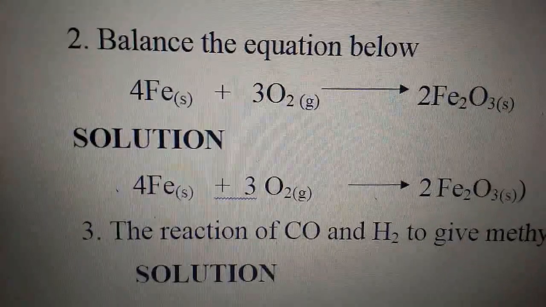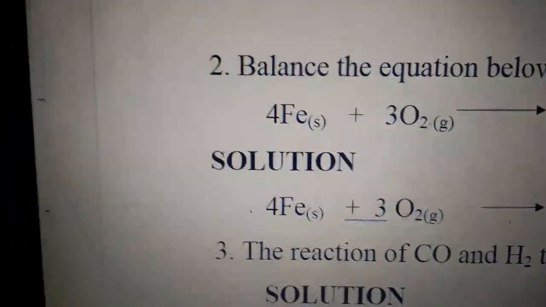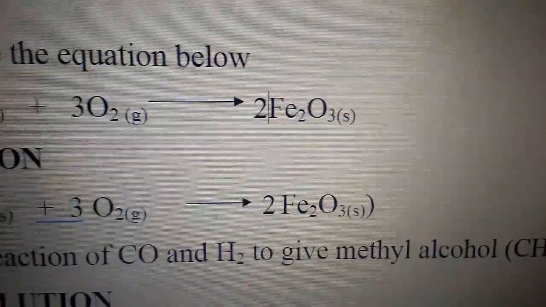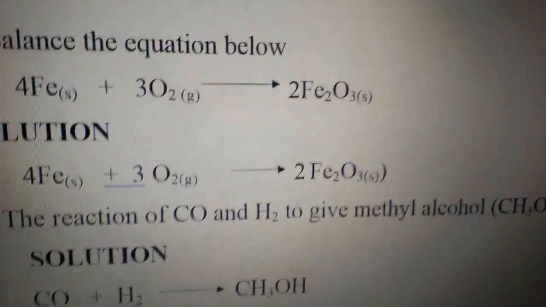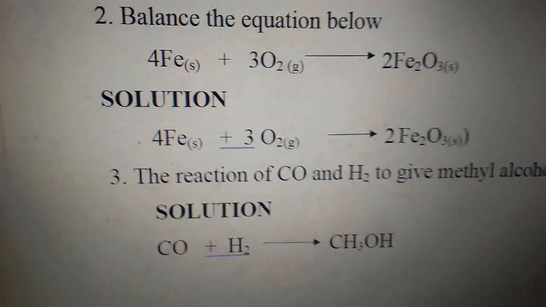You can see 4 atoms of iron on this side. 2 times 2 gives us also 4 of iron. Oxygen, 3 times 2, is 6. Then this side, 2 times 3, also 6. And that balances the equation.